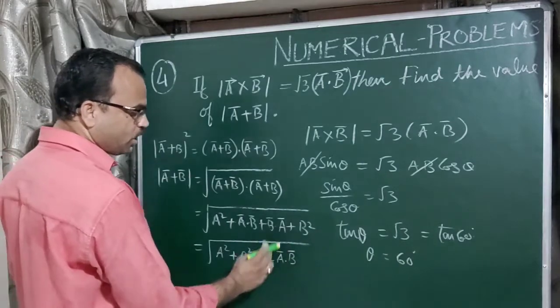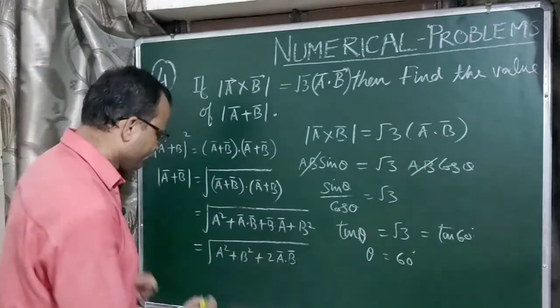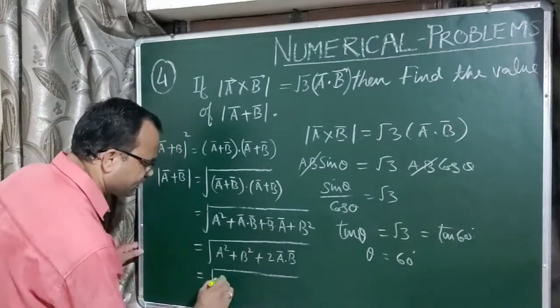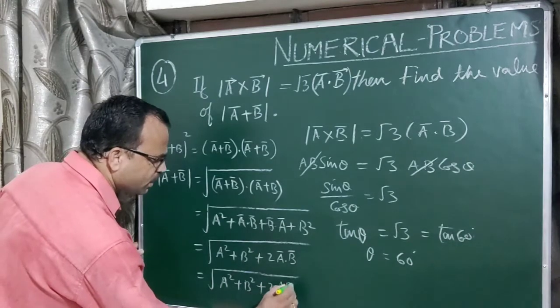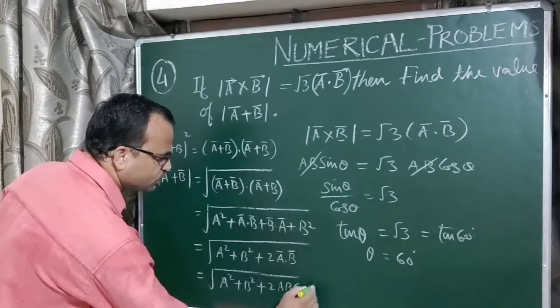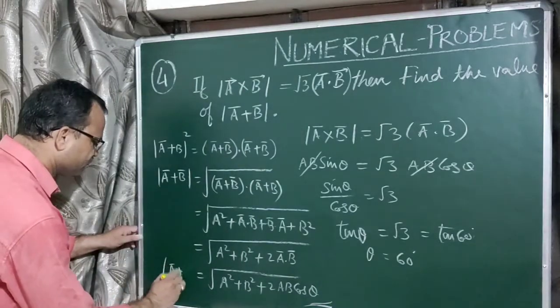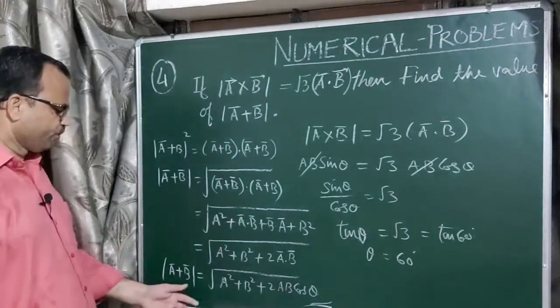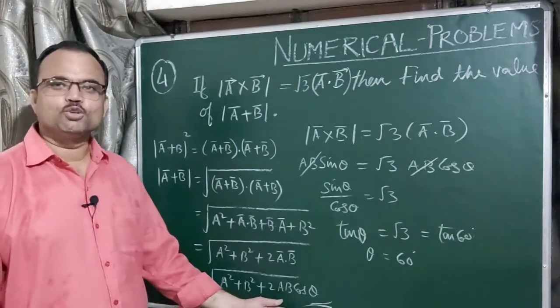Now put the formula of A dot B. As we know, A dot B equals AB cos theta. So finally we can write A square plus B square plus twice AB cos theta. So the value of mod A vector plus B vector is equal to under root A square plus B square plus twice AB cos theta.